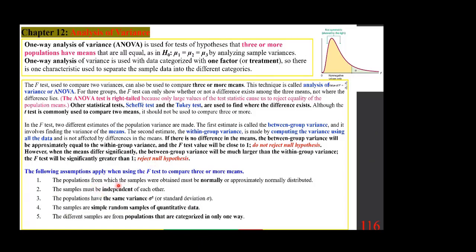The following assumptions apply when using the F-test to compare three or more means. The populations from which the samples were obtained must be normally or approximately normally distributed. The samples must be independent of each other. The populations have the same variance, sigma squared, or standard deviation sigma. The samples are simple random samples of quantitative data. The different samples are from populations that are categorized in only one way.